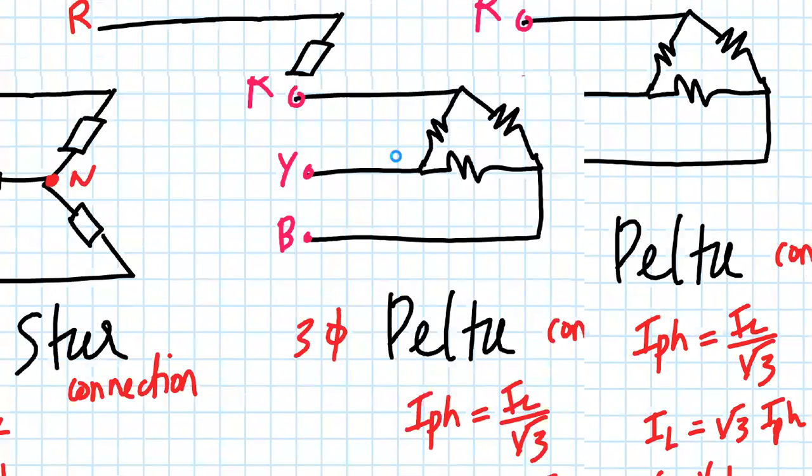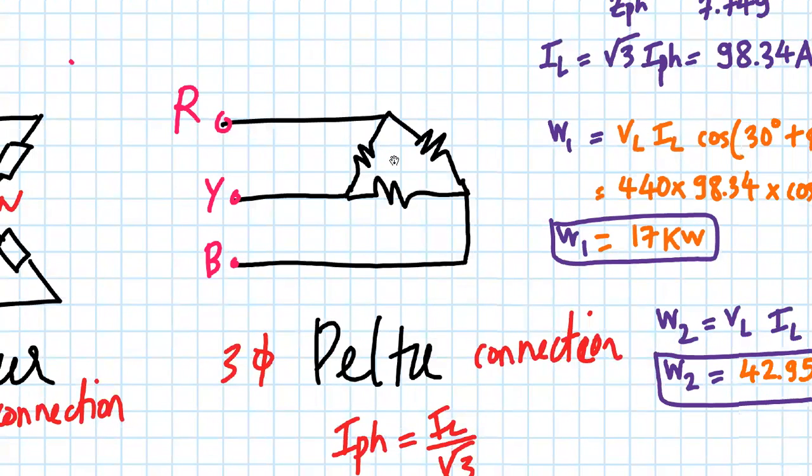Similarly, if it is a delta connected load, all the values of the components over here, let's say here it is R, are the same.